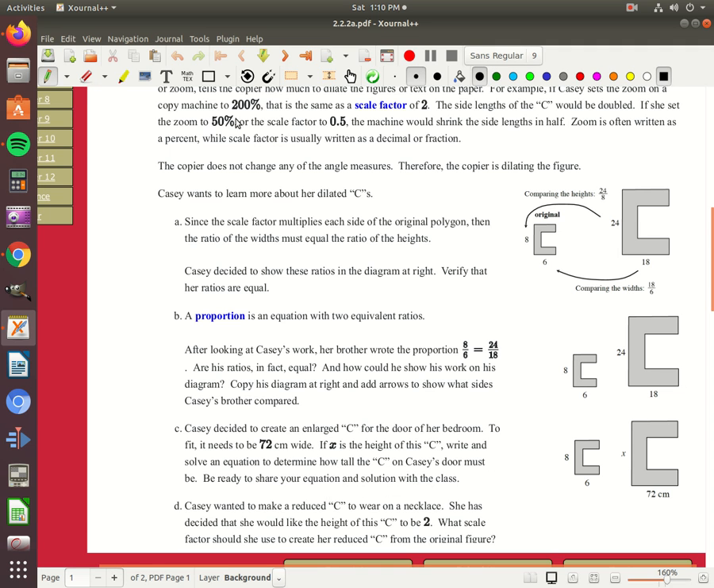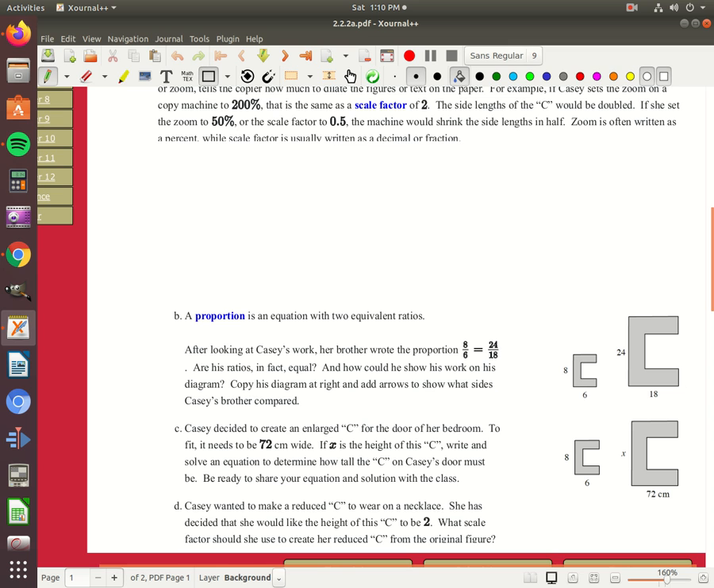So a couple different ways that we can do this. One way we can do this is we can say, all right, I'm going to set this thing up, and I'm going to say 8, or this 6, I'm going to go again small on top and big on bottom. So the small 6 goes with the small 72, or the big 72.